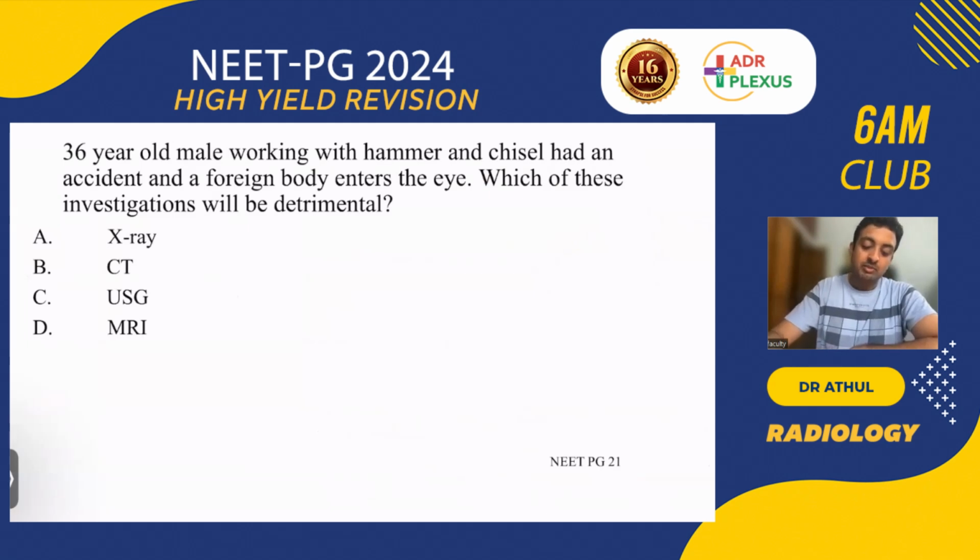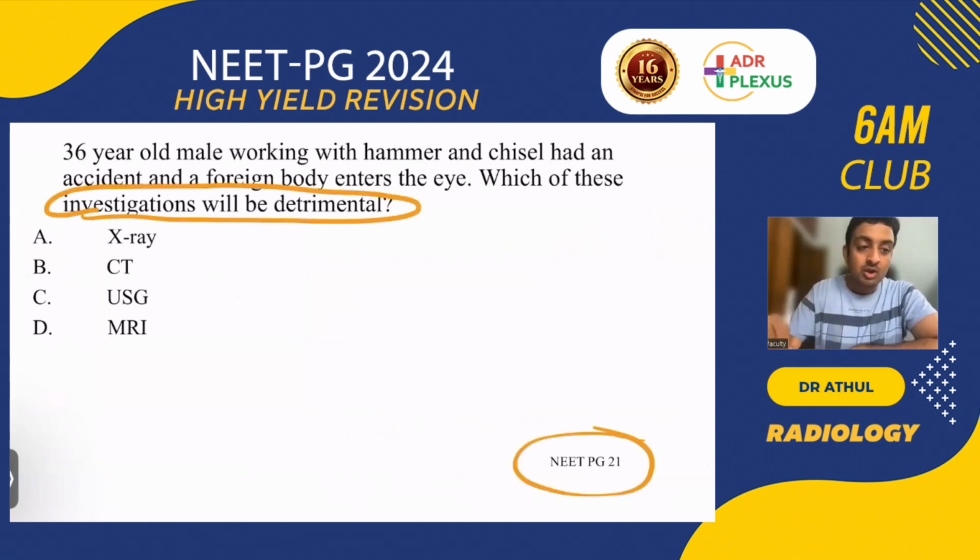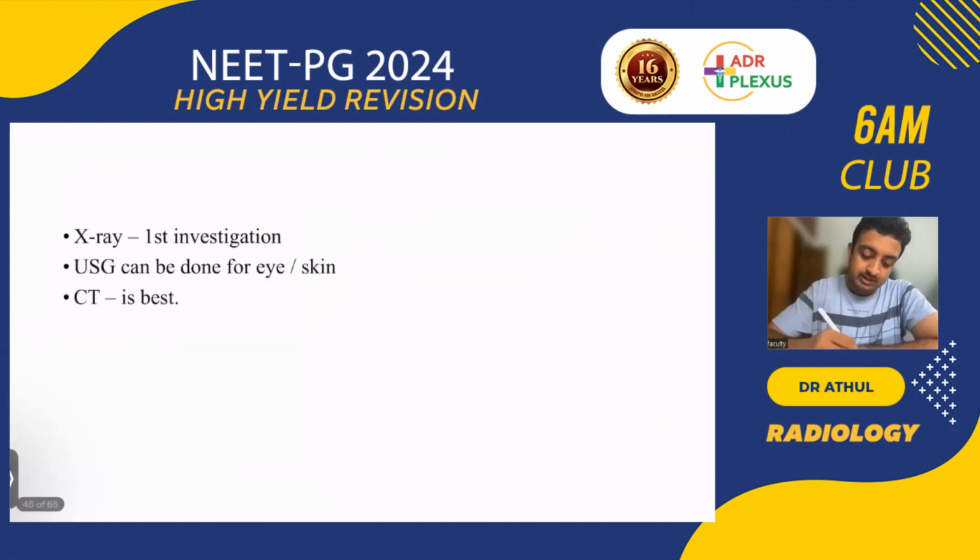A 36-year-old male working with a hammer and chisel had an accident with a foreign body. Which of these investigations will be detrimental? Hammer and chisel injury, you should not do which investigation? You should not subject the patient to a magnetic field. So, you should not do MRI. You should never do MRI when you are suspecting any metallic foreign bodies. If it is a metallic foreign body, then the patient will end up in trouble. So don't advise MRI for foreign bodies.